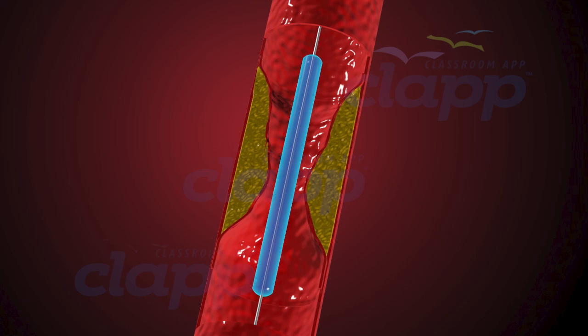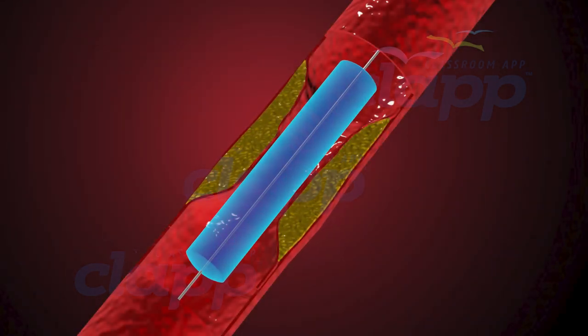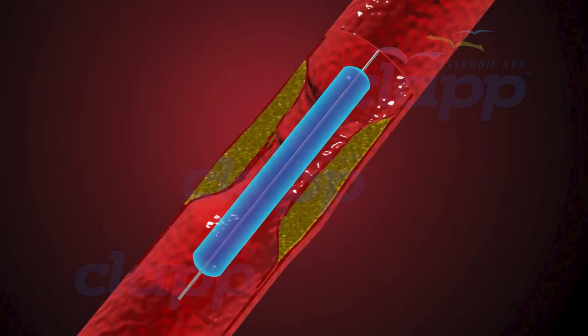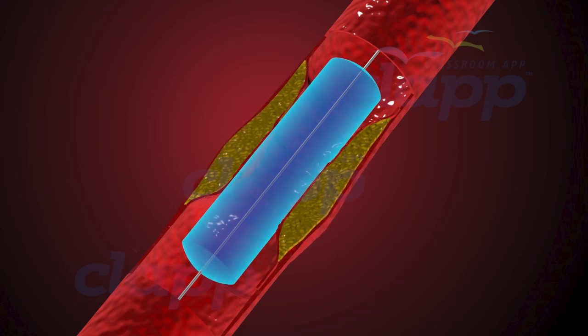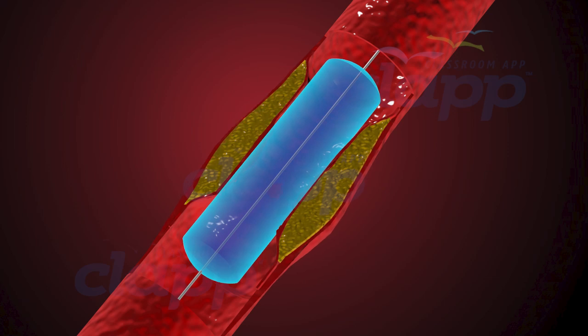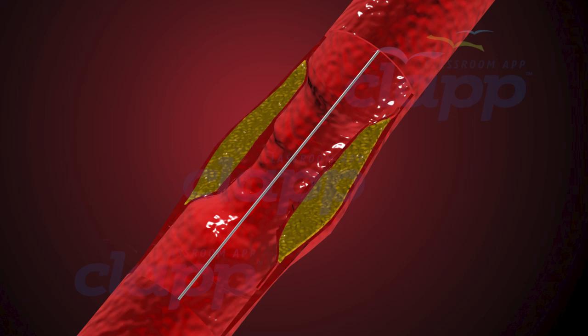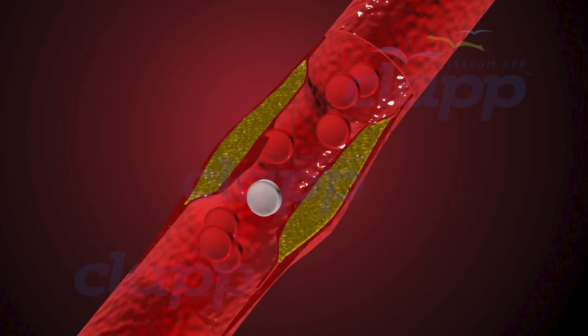It consists of a thin tube with an inflatable balloon at its tip, carefully positioned within the narrowed artery. Once inserted into the blocked artery, with utmost precision, the balloon is gently inflated. This controlled inflation compresses the plaque against the artery walls, widening the vessel and restoring proper blood flow to the heart.